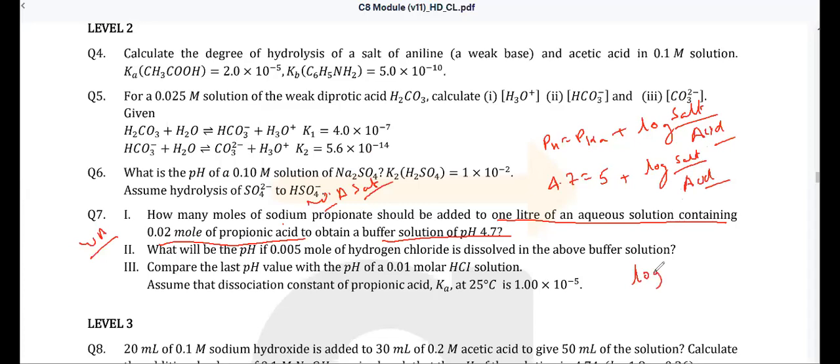So you have to find the concentration of salt. So X, you have a concentration of acid 0.02 mole in 1 liter, which is 0.02, is equal to minus 0.3. So X by 0.02 is equal to what? We know that minus 0.3 is equal to minus log 2. Agree everyone? Agree?